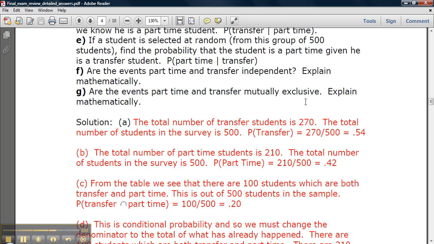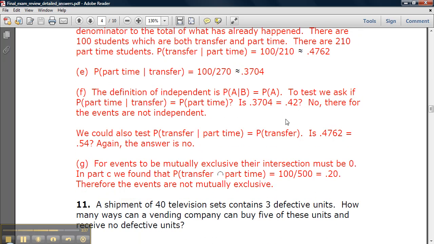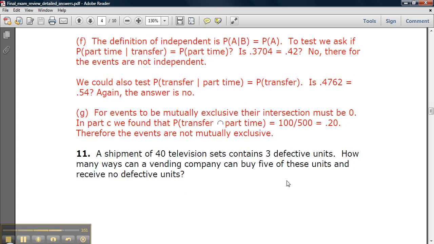Part G says, are the events part-time and transfer mutually exclusive? Mutually exclusive means two events that cannot occur at the same time. And if we go down here, if it's in a table like this, most likely it's not going to be mutually exclusive. Not all the time, but most of the time it's not. These two events, transfer and part-time, are not mutually exclusive. And this is a good point. It says when you find the intersection of mutually exclusive events, it must be 0.